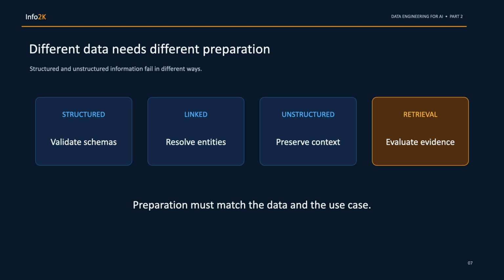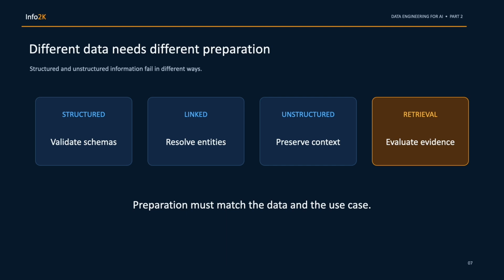Unstructured information creates different challenges. A PDF may contain several sections with different meanings. A clinical note may include negation, uncertainty, abbreviations, and historical statements. A policy document may be one of several versions. For these sources, preparation includes text extraction, document classification, deduplication, chunking, metadata enrichment, version management, and permission inheritance.